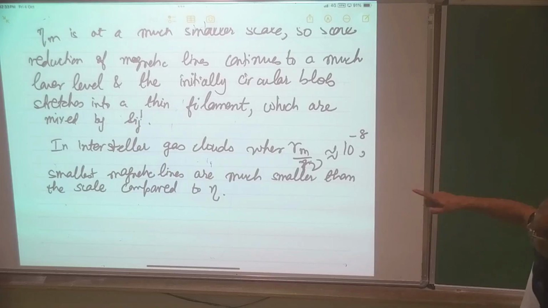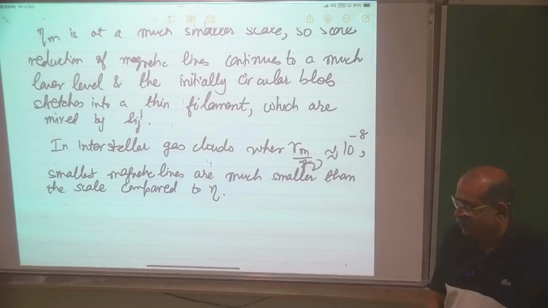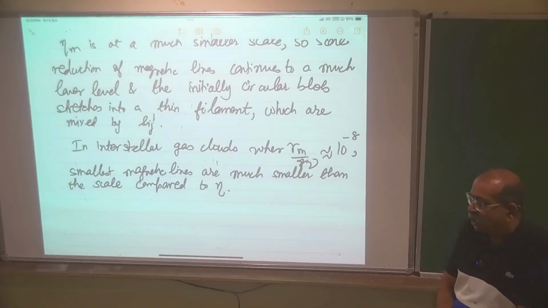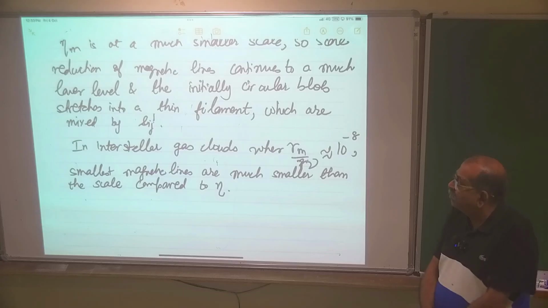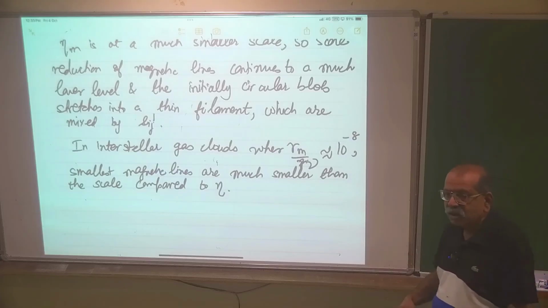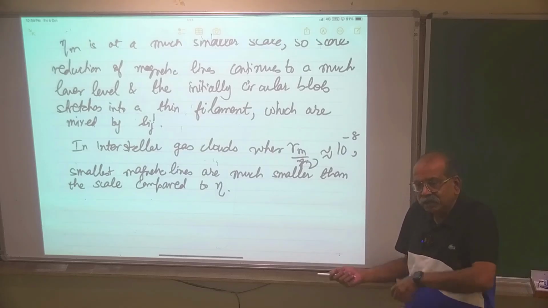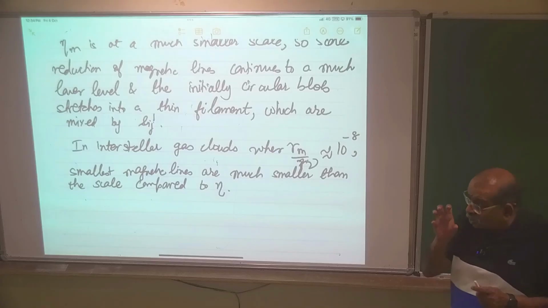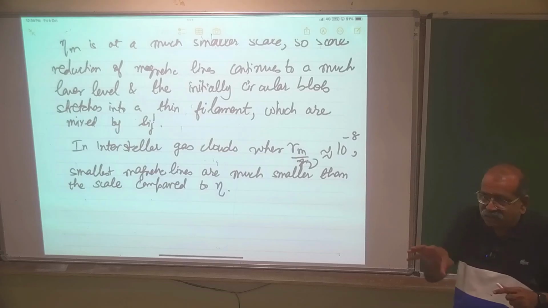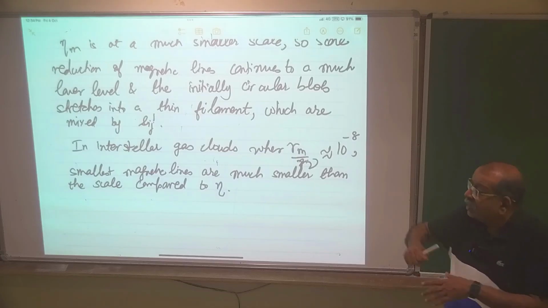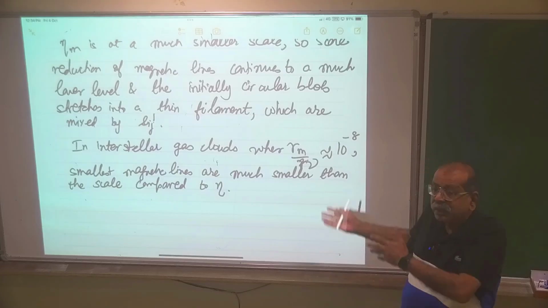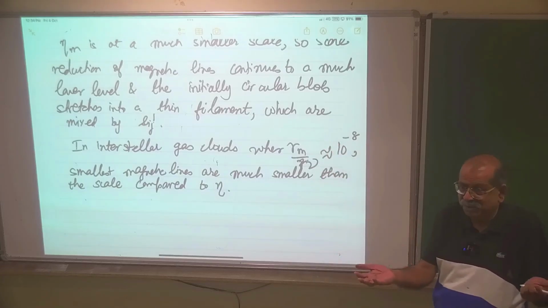Now, a complex situation happens in the opposite limit. In the opposite limit, when gamma m is much bigger than nu, then what will happen to eta m? Eta m, the dissipative scales, will be larger than the dissipative scales of turbulence. And so, therefore, these smallest scales of that field will not be in the dissipative scale, but it will be somewhere in the inertial scale of turbulence.